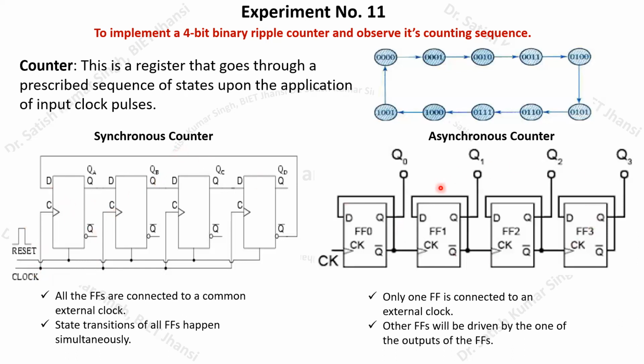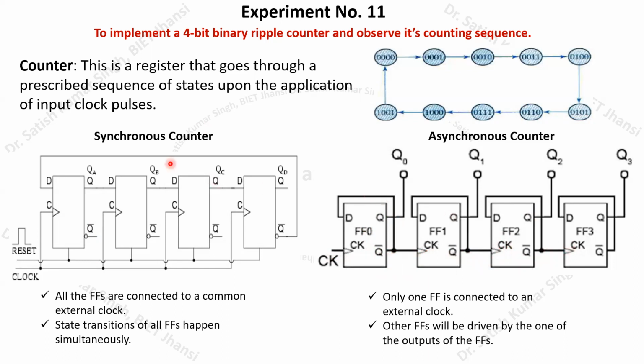And here in this particular case, it is an asynchronous counter. What is happening here is that only the first flip-flop is connected to a particular clock, and the other flip-flops in the subsequent stages, like flip-flop number 1, 2, and 3, are not connected to the same clock. Rather, one of the outputs of the first flip-flop is driving the second flip-flop. Here you can see that this Q bar is connected to the clock input of the second flip-flop. Similarly, the third flip-flop is driven by the output of the second flip-flop, and so on, as you can see from this picture.